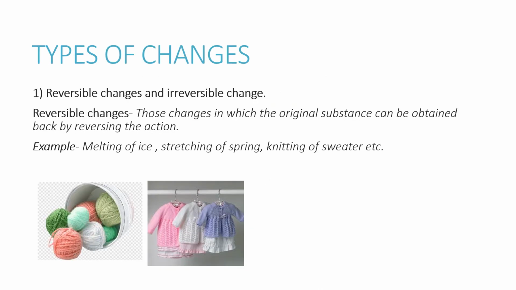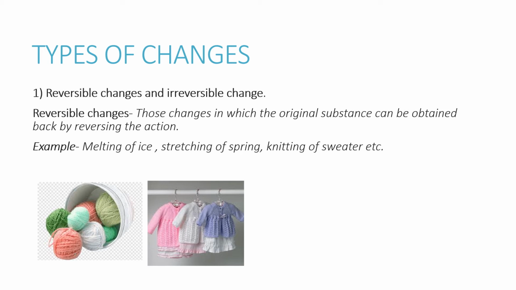Coming to next, there are two types of changes, reversible and irreversible. Reversible changes are those changes in which the original substance can be obtained back by reversing the action. By reversing that action, we can get back our original substance. First, melting of ice. Ice we have melted, we obtain water. Now again, if you want to get ice, we will freeze it, and we will get it.